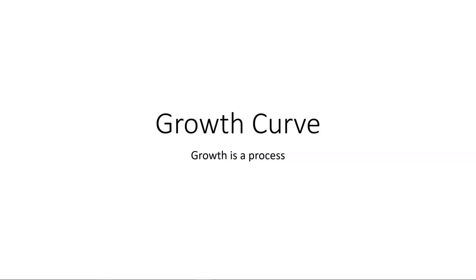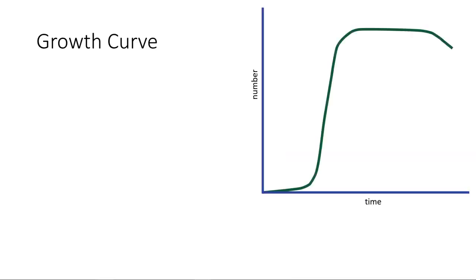So when we look at the growth curve, whether we're talking about organisms or cells, all of a sudden it can apply to other things. Growth curve. It looks like this. You've got time on the x-axis, and number on the y-axis. It takes off very slowly, and then all of a sudden it skyrockets, then it levels out, and then it tapers off. Let's see what this is about.